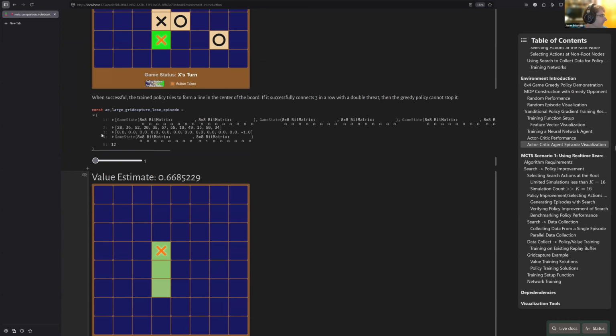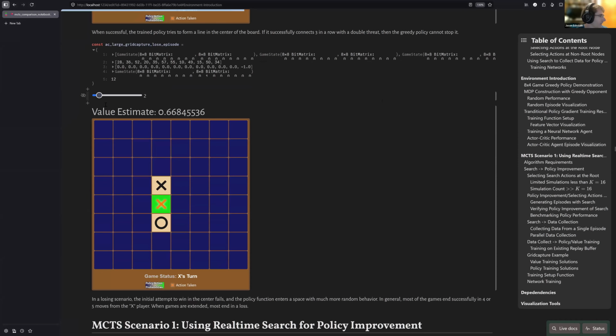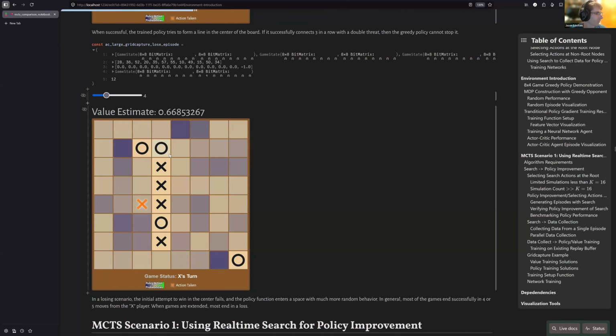What happens is that the initial attempt to win in the center of the board fails, and this time it fails because the opponent has placed a move towards the center, which prevents it from getting this 4 in a row as easily. After this final block here, we're now in a part of the state space where the policy function has not learned what to do very well. We can see the distribution is much more spread out. We could end up randomly sampling from any of these moves. It ends up picking this one.